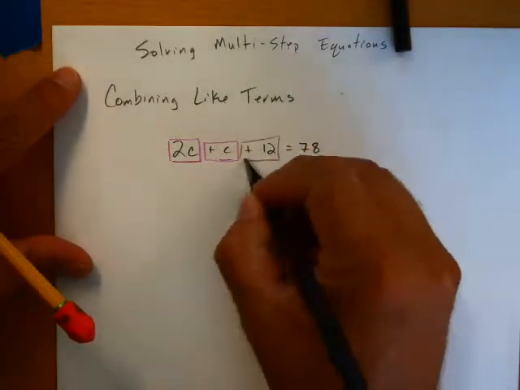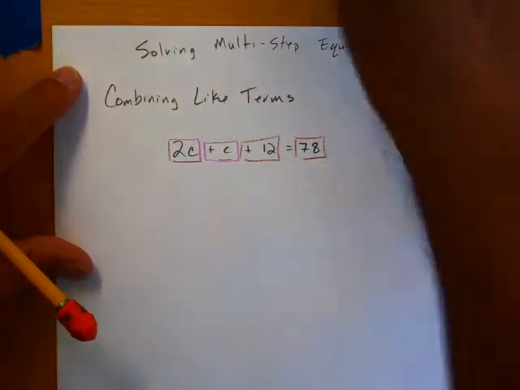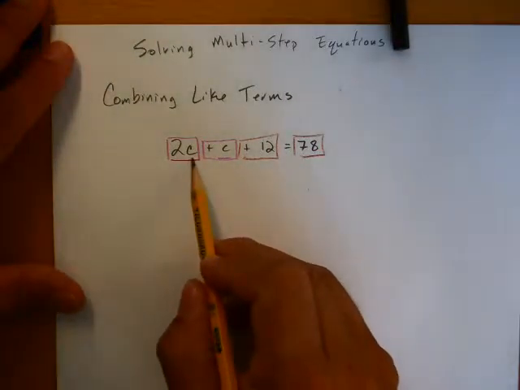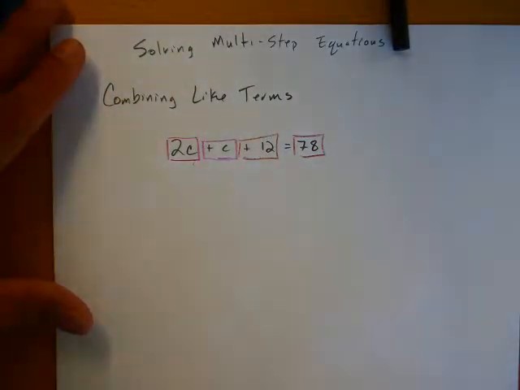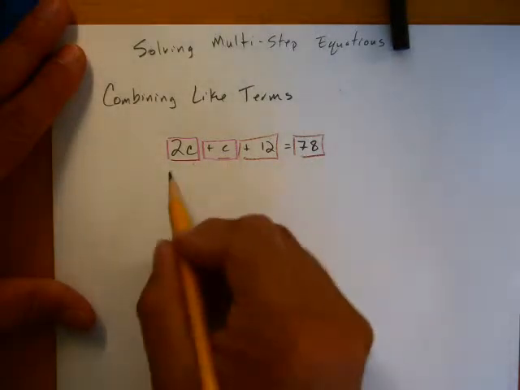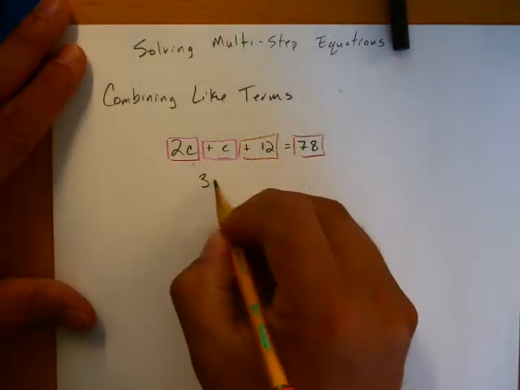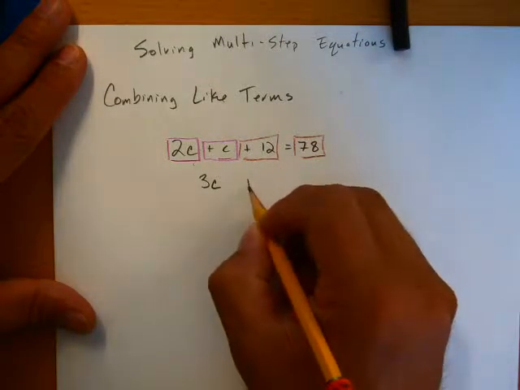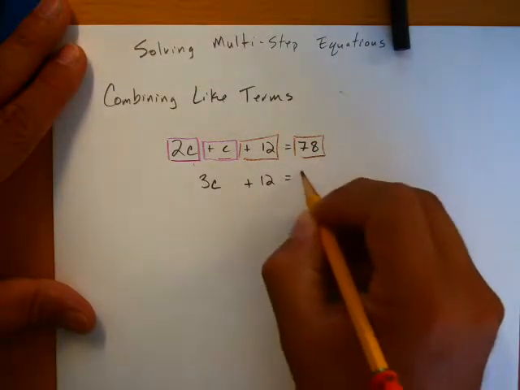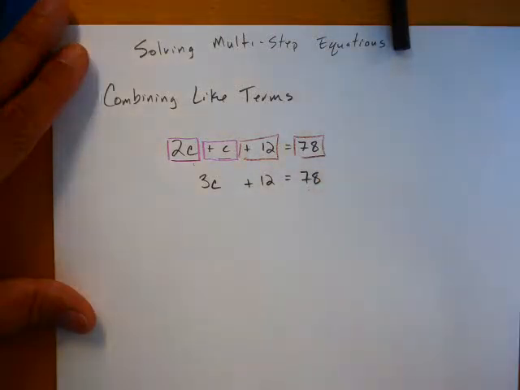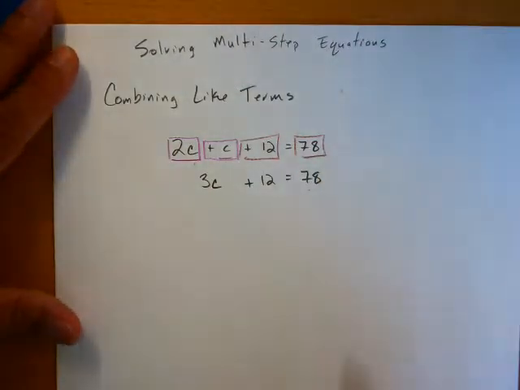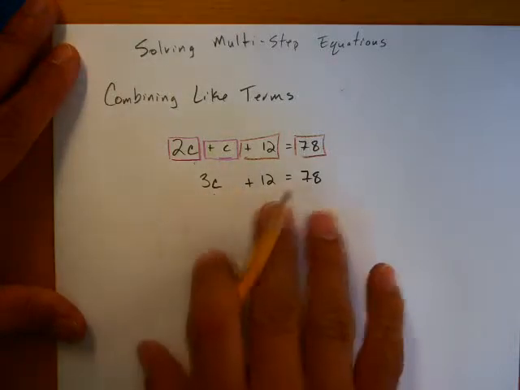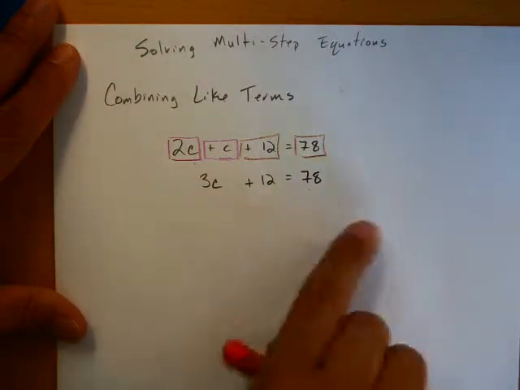Now I'm going to combine these 2 c's with this 1c, and when I add 2 plus 1, I get 3 c's. And the rest of it I'm just going to drop down. I'm not going to try to do too much work on one line in the beginning especially. Now I've got all the c's on this left-hand side of my equation here, and I want to try to get all the numbers now on the right-hand side.